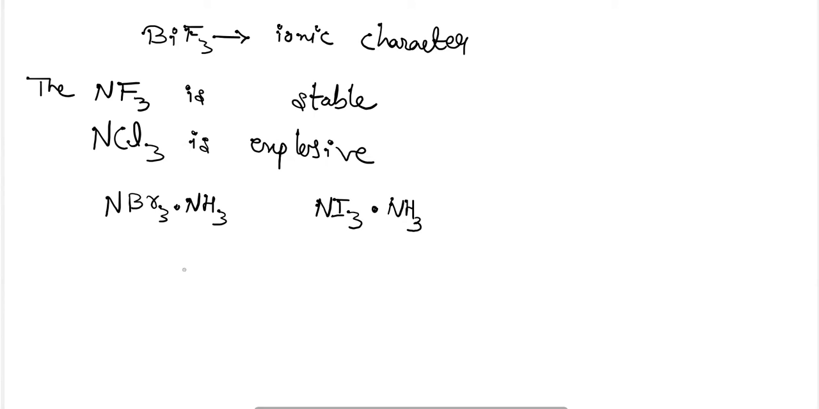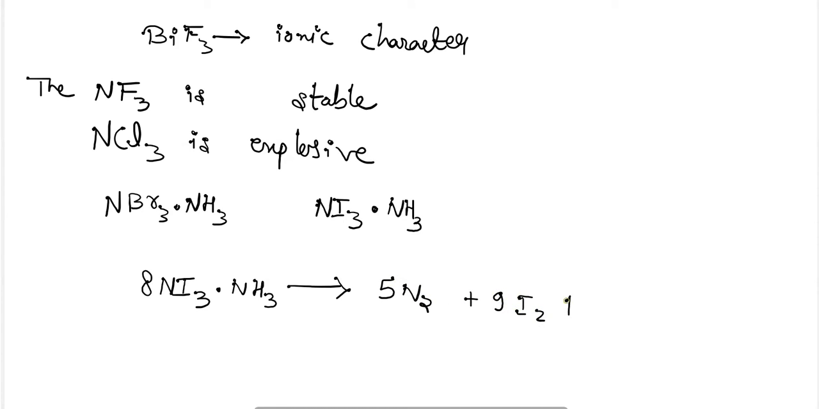So what happens when we take NI3 or NBr3 in the dry state? Then NI3, the triiodide ammoniate of nitrogen, reacts as follows: 5N2 plus 9I2 plus 6NH4I. This is the reaction which takes place here.